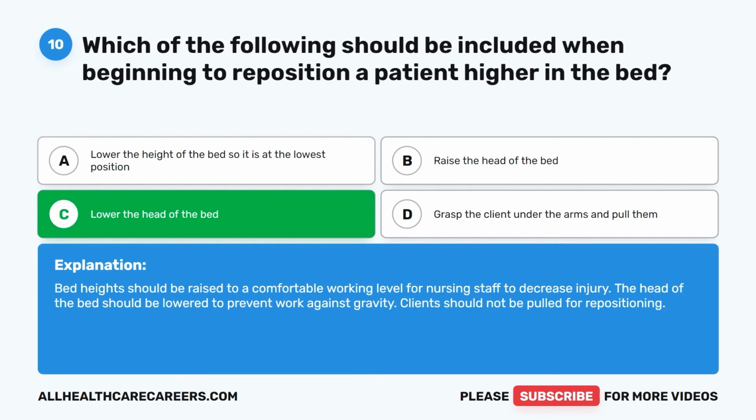Bed heights should be raised to a comfortable working level for nursing staff to decrease injury. The head of the bed should be lowered to prevent work against gravity. Clients should not be pulled for repositioning.